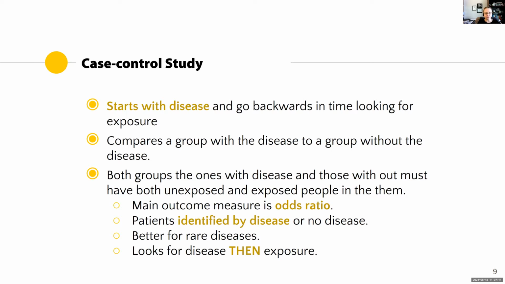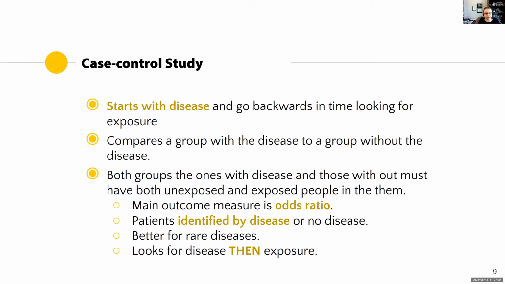So the main outcome you're looking for here is an odds ratio. This is where, if you have X disease, then odds are you were exposed to Y. The patients are identified by disease or no disease. It looks for disease, then exposure.